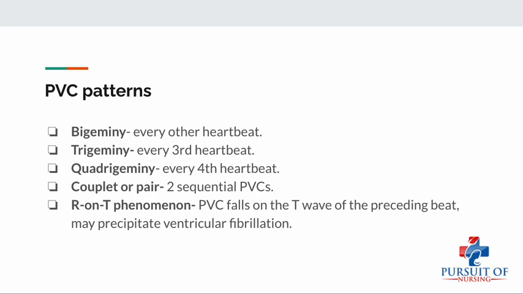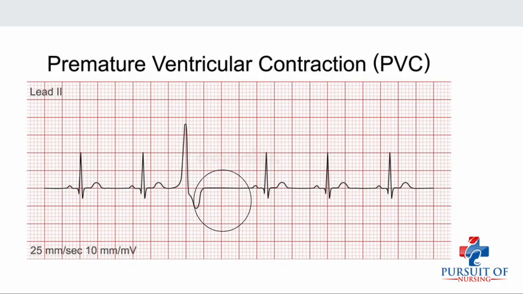PVC patterns: PVCs frequently occur in repetitive patterns. You can see them there. The R-on-T phenomenon is where the PVC falls on the T wave of the preceding beat, and this may precipitate ventricular fibrillation. So this is what a PVC looks like, this little spot here on an EKG strip.